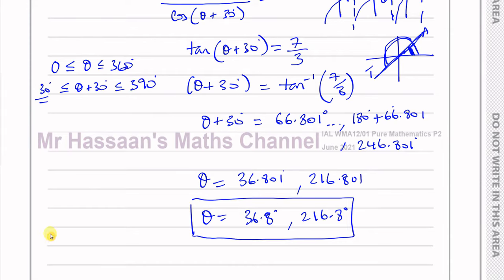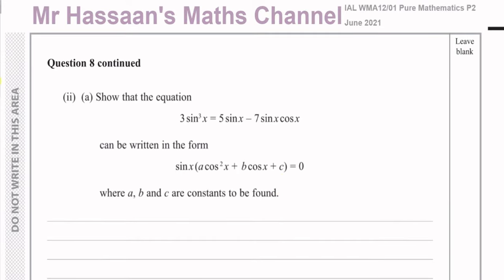Now we're going to go into part 2. Part 2 says, show that the equation 3 sine cubed x equals 5 sine x minus 7 sine x cosine x can be written in this form here. So let's deal with this in the following way. First of all, this says equals 0, so I'm going to bring everything onto one side. So this is 3 sine cubed x minus 5 sine x plus 7 sine x cosine x equals 0.